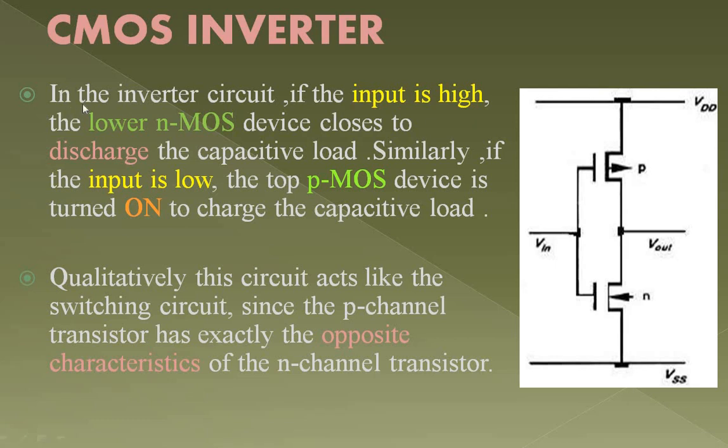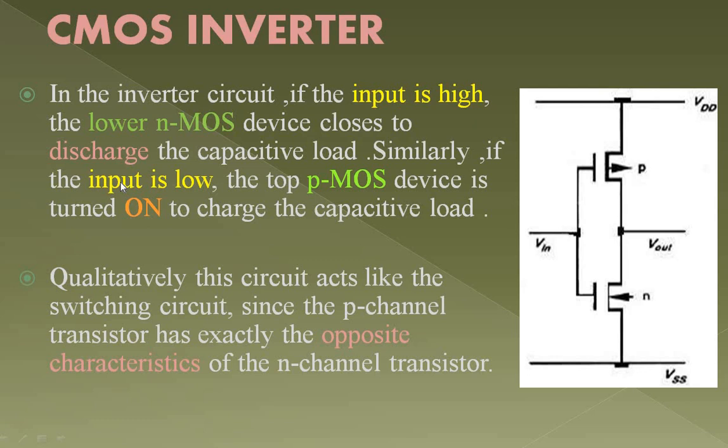In the inverter circuit, if the input is high, when Vin equals 1, first I am giving the input voltage as 1 volt. So with Vin high, the NMOS device turns on to discharge the capacitive load.